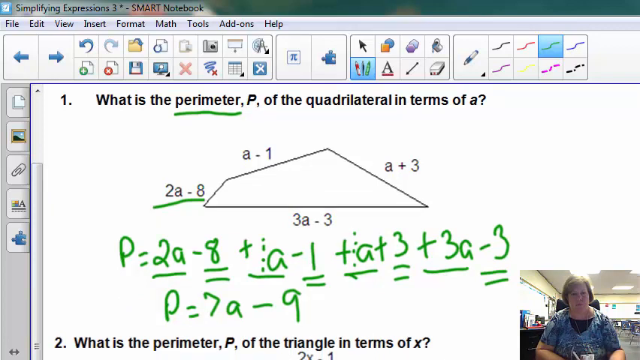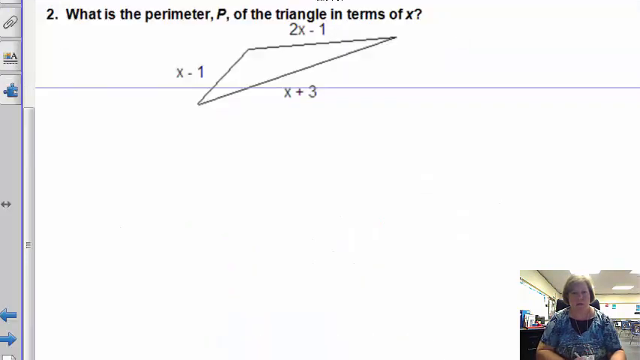What is the perimeter P of the triangle in terms of X? All right, so for perimeter, we add up the sides. It's a triangle. There's 3 sides. So we would have X minus 1 plus 2X minus 1 plus X plus 3.